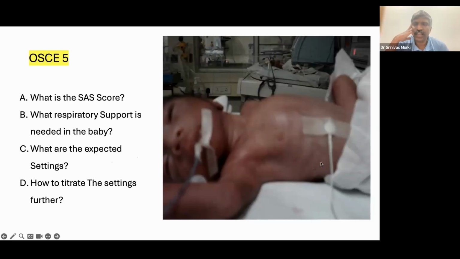If saturation is less than 91%, you increase the CPAP pressure if recessions are there. If recessions are not there, then you increase the FiO2. So in that order, you have to go. First is flow for bubbling. Second is recessions for CPAP. So keep increasing the CPAP pressures till you see a drop in recessions or SA score. And once your score is minimal, less than 3 or 3, and your saturations are still less than 90, then you increase the FiO2.